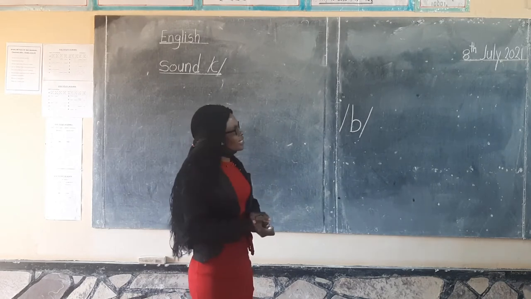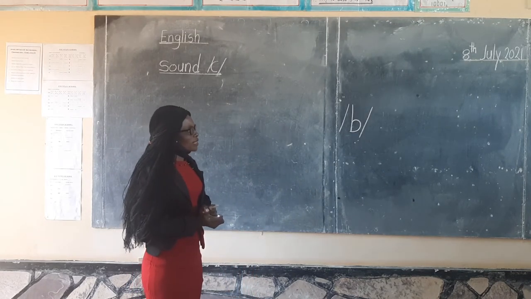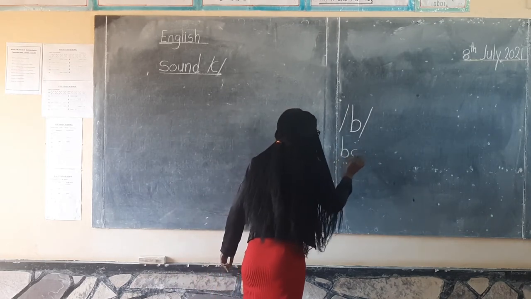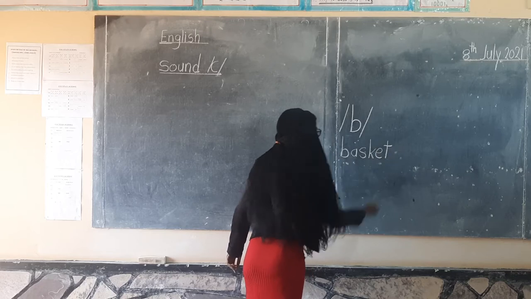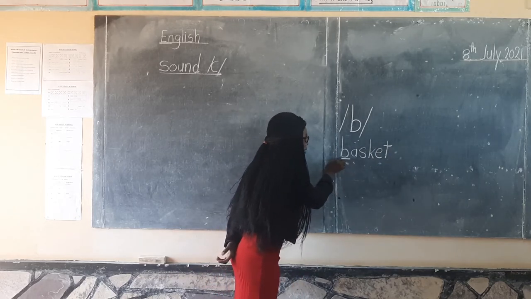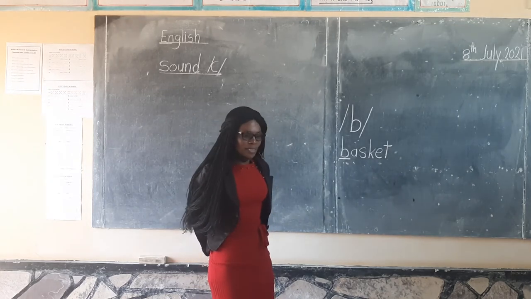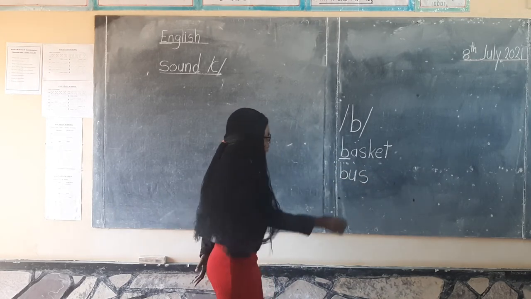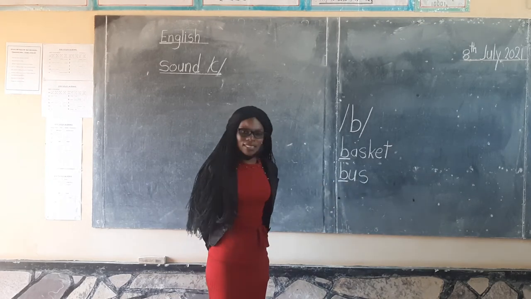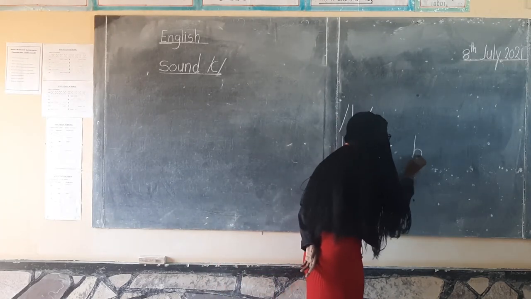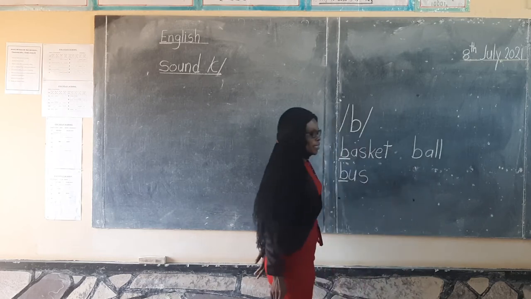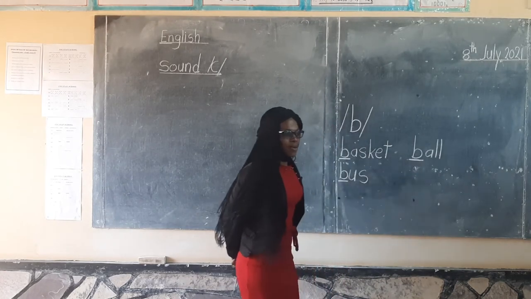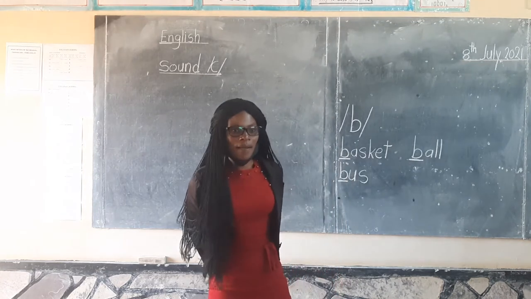Who can remember what words we made from letter B sound? The word basket. Very good. The word basket has got letter B sound. What else? Bus. The word bus has got letter B here. Another word. Bow. Bow has got letter B. Sound B. Very good. So we learned about letter B sound.